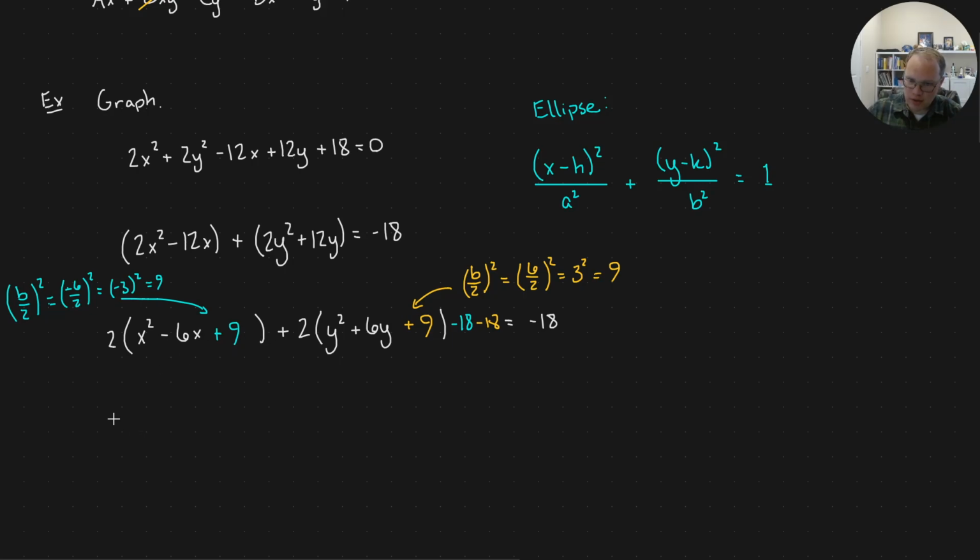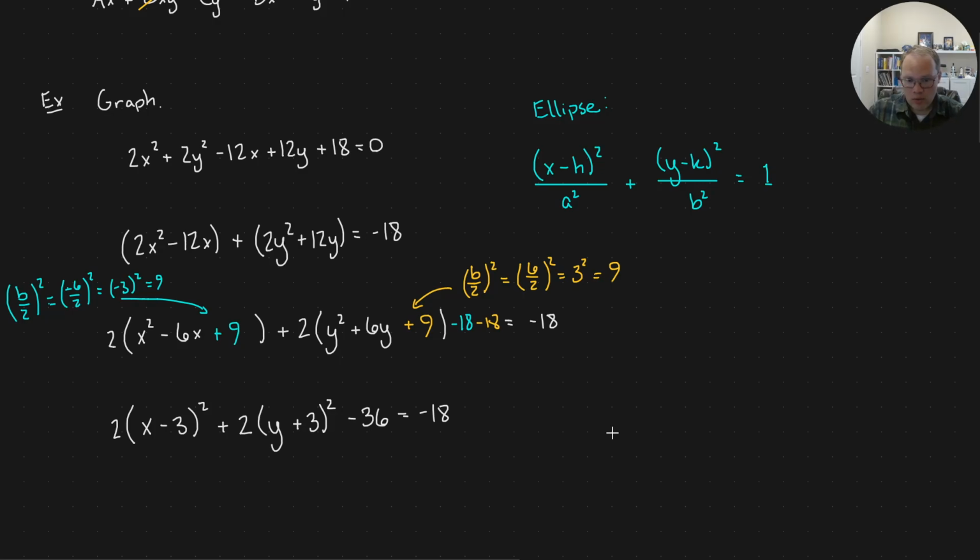So for this first trinomial, it's going to factor as x minus 3 squared. Remember, it's this guy before you square it. Plus 2 times, and this is going to factor as y plus 3 squared. This guy before you square it. Minus 18, that's minus 36 equals negative 18. We've done the hard part.